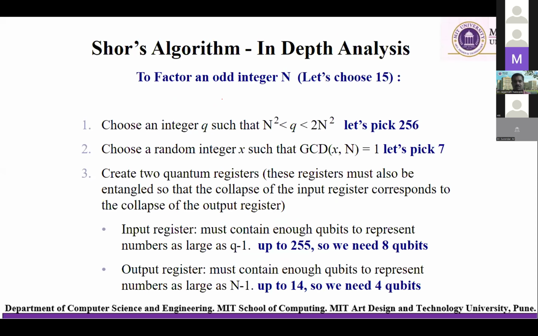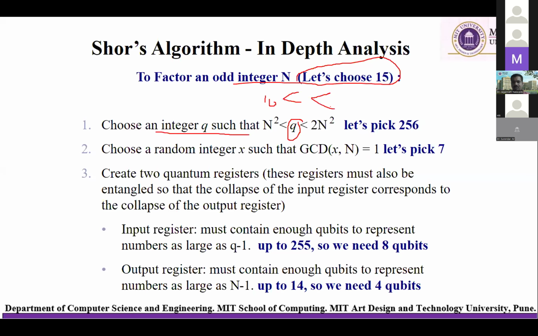So to factor this odd integer n, let's choose 15. Here we want to factor this particular number, 15. Now choose an integer q such that this integer q is greater than n square and less than 2n square. To identify this particular number, we just place this 15 value. So 15 square means it is 225.